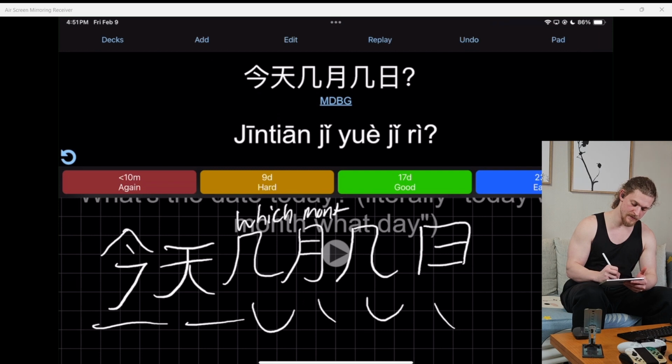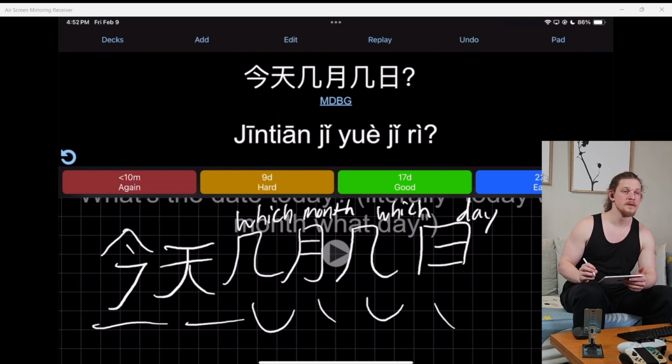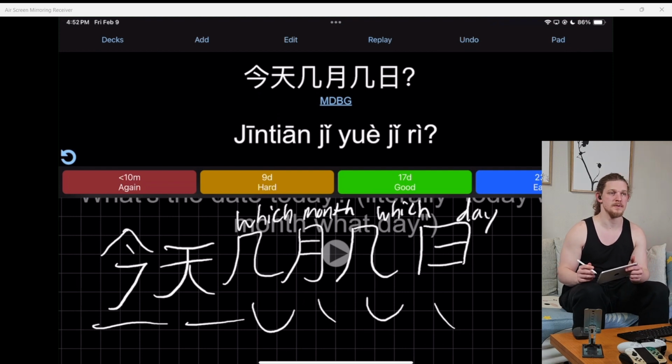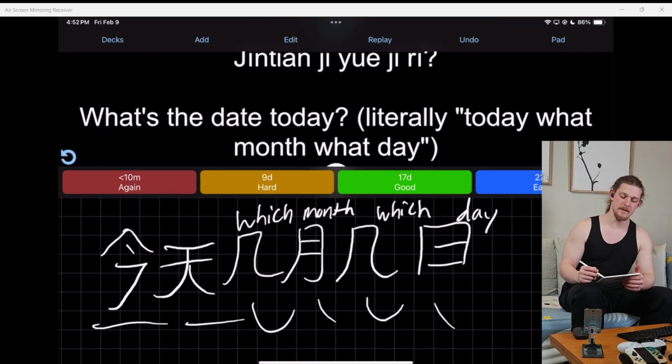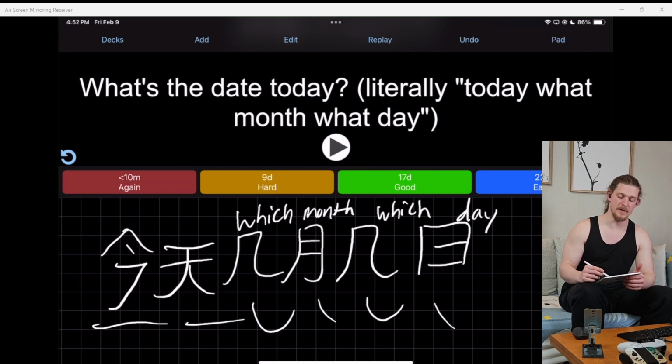which month? 几日 is which day? 几月几日 is which month and which day, or what date is it? 今天几月几日？What is today's date? Literally translates today, what month, what day?